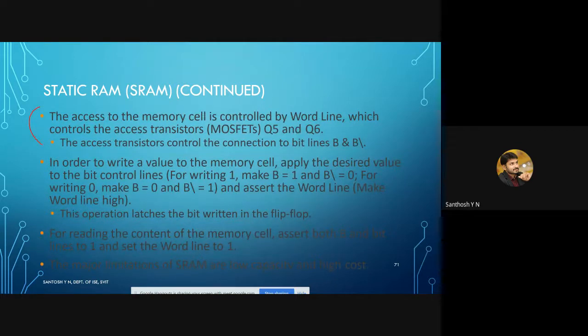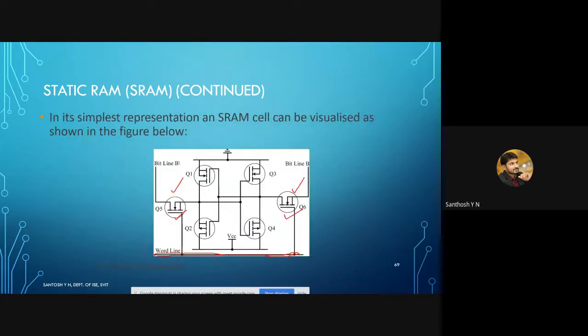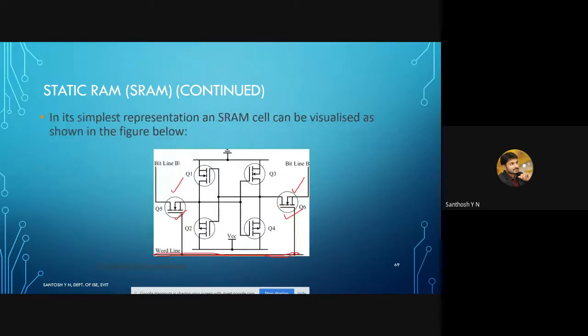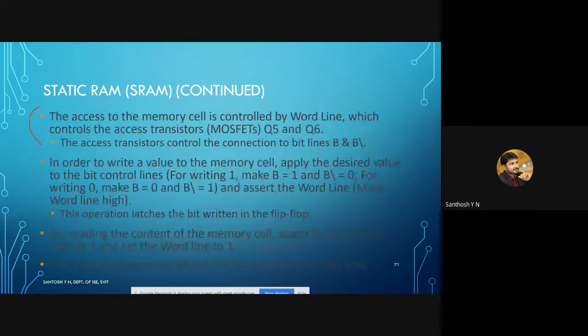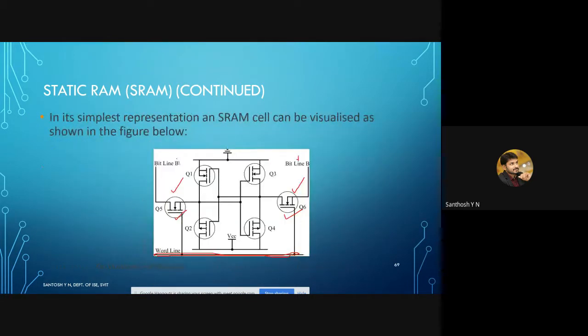Coming to the second point, in order to write a value to the memory cell, apply the desired value to the bit lines. For writing 1, make B equals 1 and B bar equals 0. For writing 0, make B equals 0 and B bar equals 1. So what they are trying to tell us is, if you want to write 1, make B equals 1 and B bar equals, obviously, 0. So B equals 1 and B bar will be 0. Therefore you are performing the write operation.